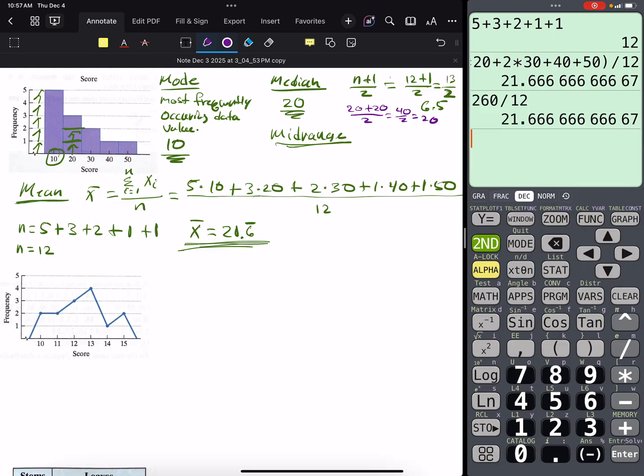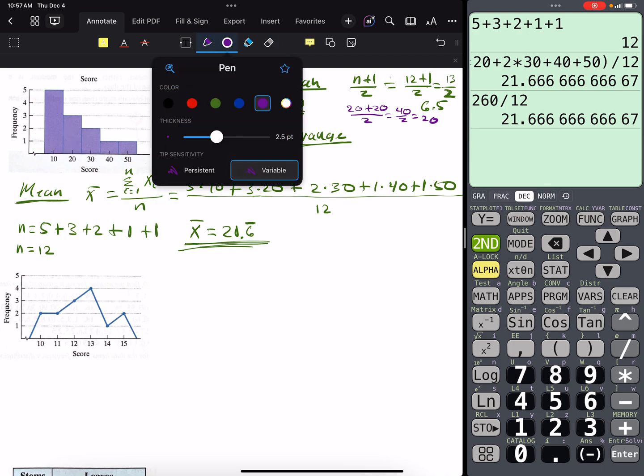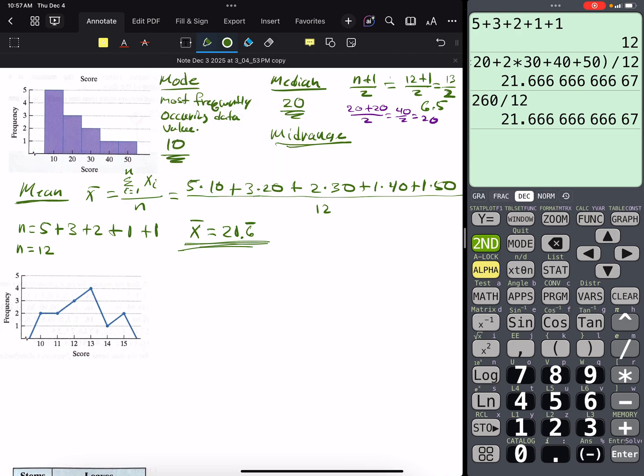Okay. Now, the mid-range, I'll go ahead and erase this so we can see what we're pointing at a little bit better. The mid-range is the average of the largest and smallest value. And so the way I like to write this is x min for the smallest value plus x max for the largest value divided by 2. Well, my smallest value is 10, my largest value is 50, divided by 2.